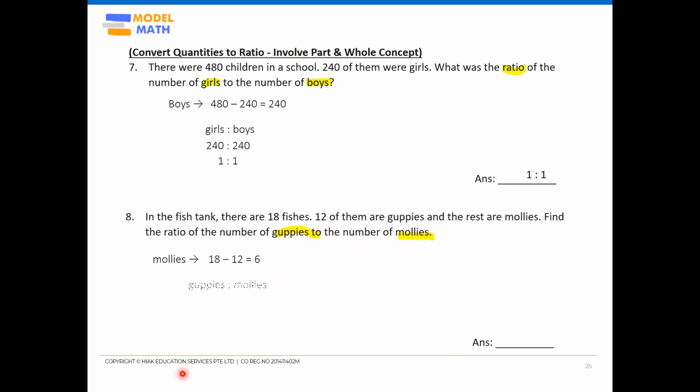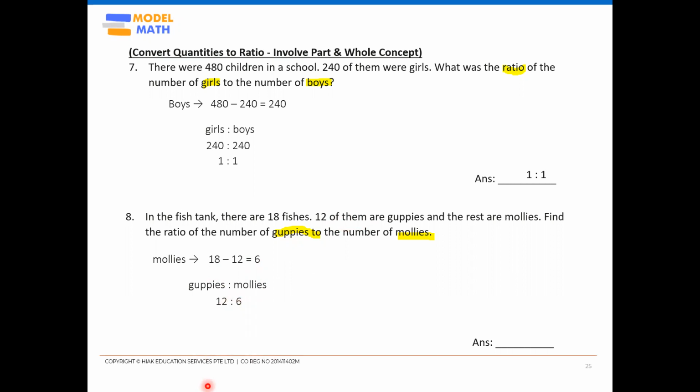So write down your title first. You can use G to M. Okay, so this dot we pronounce as T-O. Guppies to mollies. Guppies, I know is 12. Mollies is 6. So we're going to pull down the numbers and write down in the respective columns.